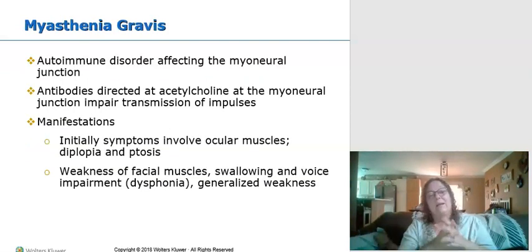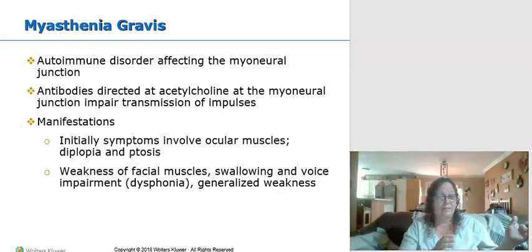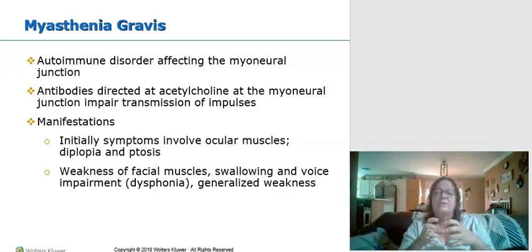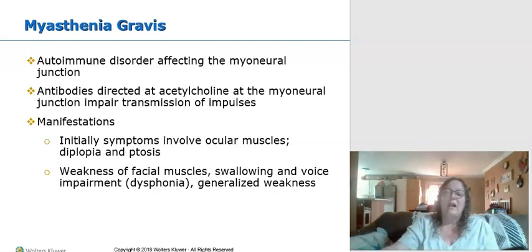All right, myasthenia gravis. This is an autoimmune disorder affecting the myoneural junction, right? So MS is the demyelinization of the central nervous system. This myasthenia gravis is an autoimmune disorder, but this affects the myoneural junction, right? Antibodies directed at acetylcholine at the myoneural junction impair transmission of impulses.